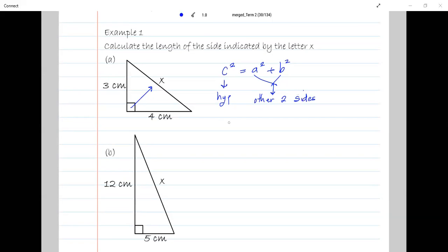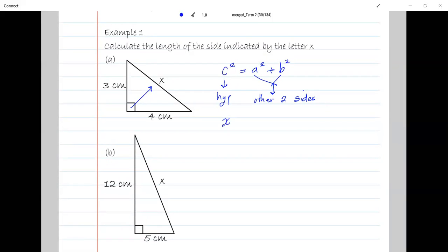Help me please. What is the hypotenuse of the triangle at A? Come on. Repeat: what is the hypotenuse of the triangle at A? No, what is the hypotenuse? Which side is the hypotenuse? 3, 4, or X? The longer side. Which is X. So the hypotenuse would be X, the longer side of the triangle.